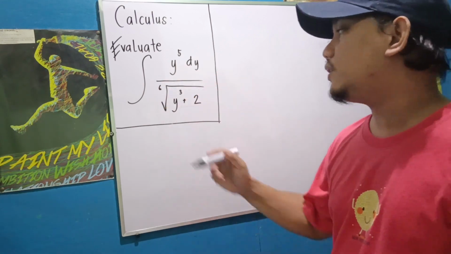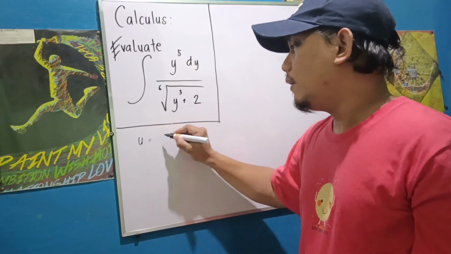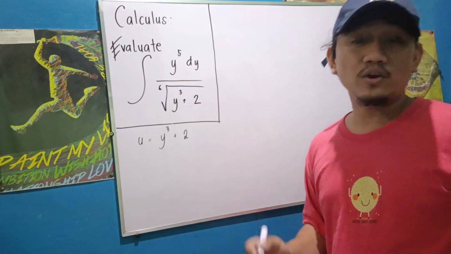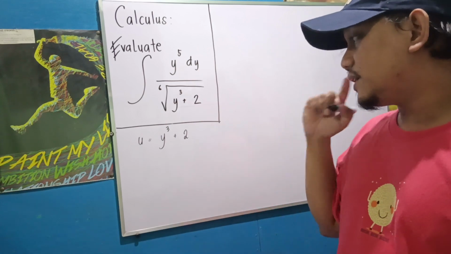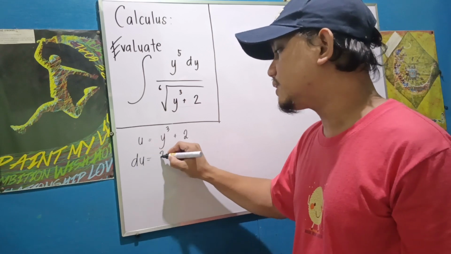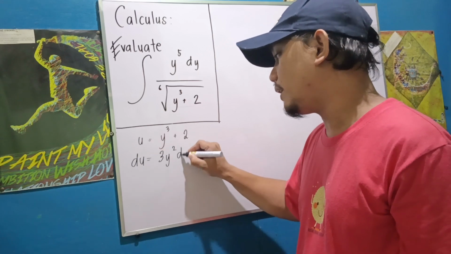So, ililet natin u equals y³ + 2. Kasi siya yung nasa loob. So ano next dyan? Differentiate natin. So we have du equals 3y² dy.